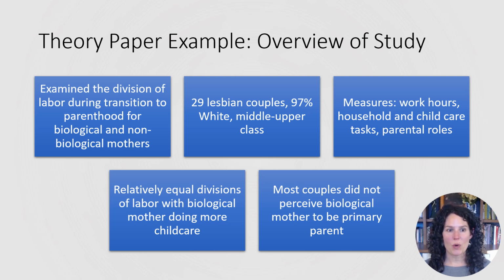These researchers were examining the division of labor during the transition to parenthood for lesbian couples who were either biological and non-biological mothers. They studied a pretty small sample, 29 lesbian couples that were vastly white and middle and upper class. They specifically measured work hours, household and childcare tasks, and parental roles.